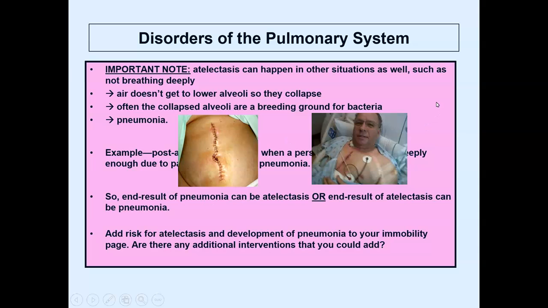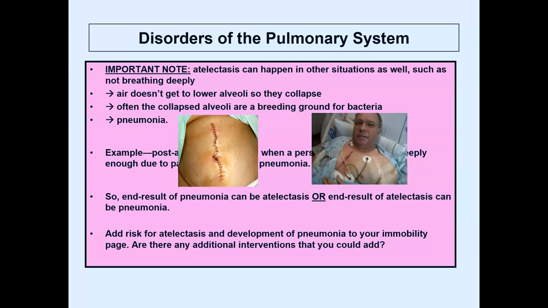So either way, when alveoli aren't doing their job, when they're not inflated or they are not getting air into them, then they can cause a problem with collapse. And microbes can get in there and do their thing.